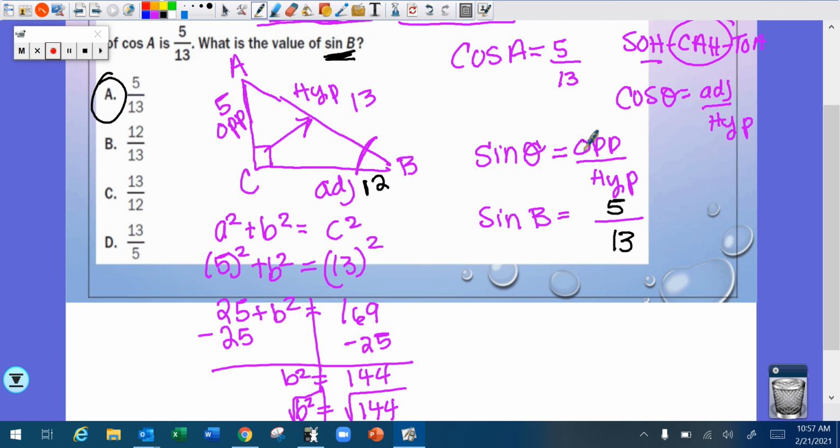But just in case, if you were asked to find the cosine of B, then you would have needed to find this side that I found as well. So cosine of B would be 12 over 13, but you didn't have to do that. It asked you for sine, and you had the opposite and hypotenuse already. So all you had to do was say 5 over 13.